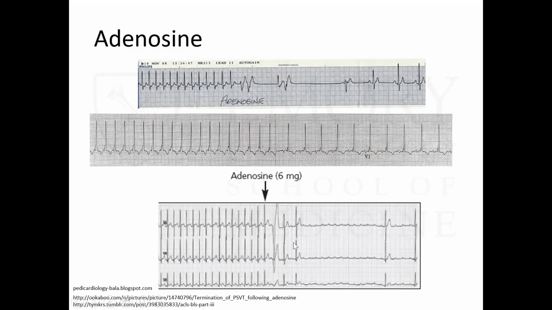If it's not an AV node dependent rhythm, say it's atrial flutter, what you'll see is that you're in flutter here, you give somebody adenosine, block the AV node, and you should be able to see the flutter waves. And then once the adenosine washes out, the flutter will come back just the way it was before.